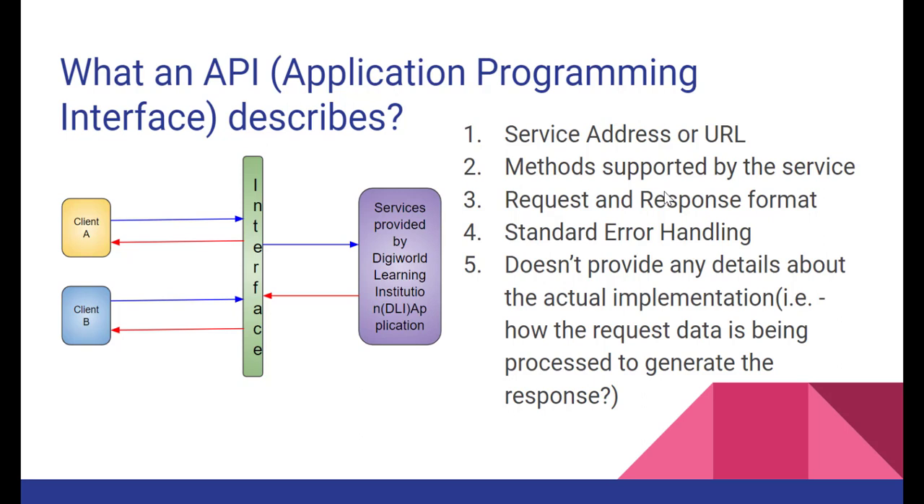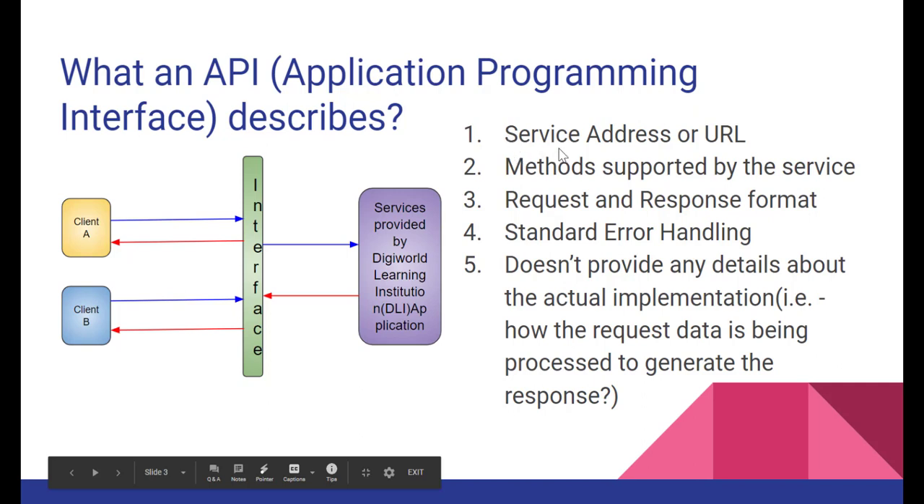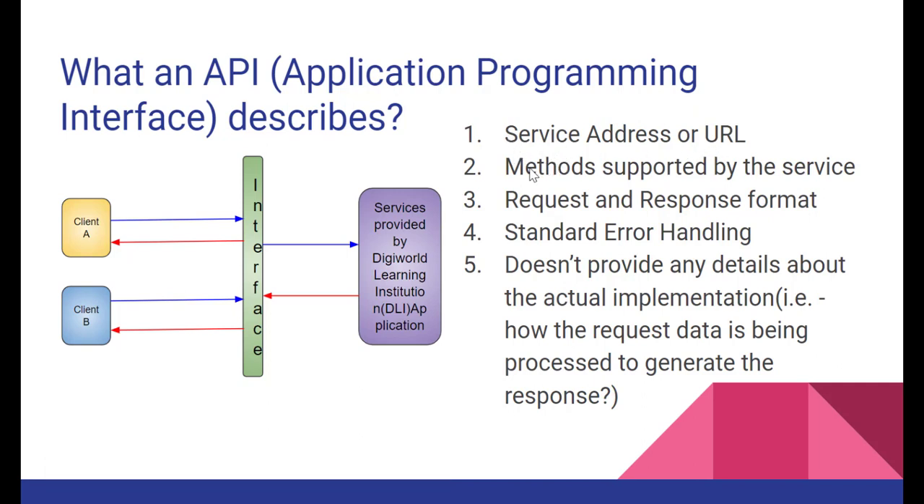Or the outside application. See, here client A, client B, it may not be like the client directly accessing the service. It may be some other application is trying to access the services provided by the DLI application, right? So in that case, they need to send a request in a standard format which is described by our API, right? So in the interface section, we have seen that service address is defined in the API. Then methods supported by the service, request and response format, standard error handling.